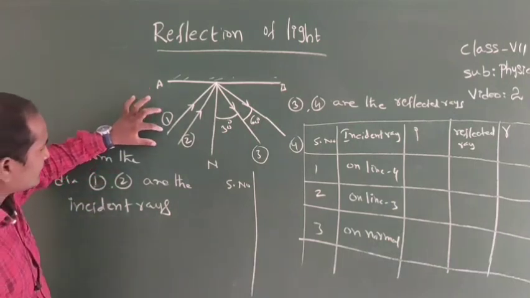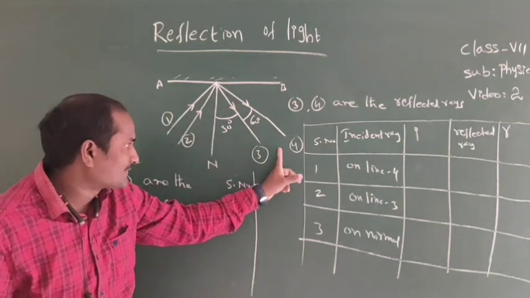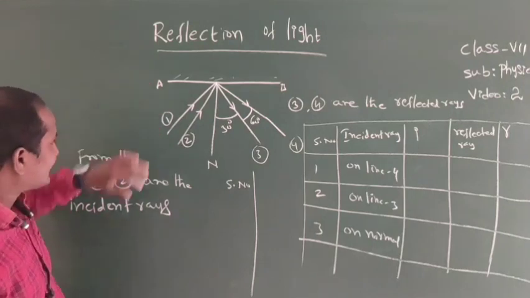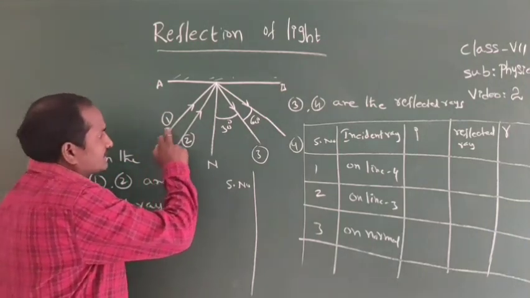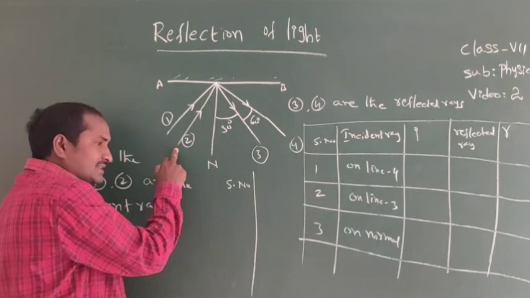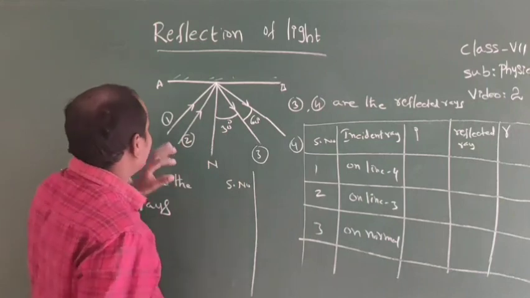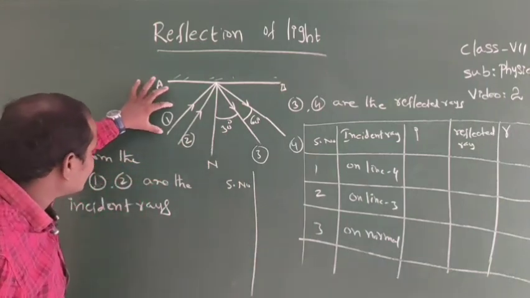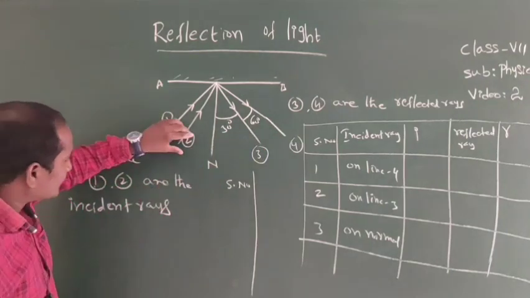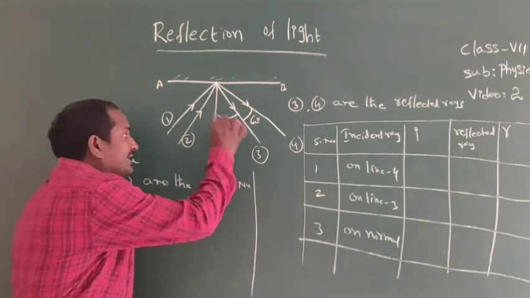Ray 1 is the incident ray. For incident ray 1, the reflected ray is 4. For incident ray 2, the reflected ray is 3. These two are the angles of reflection.